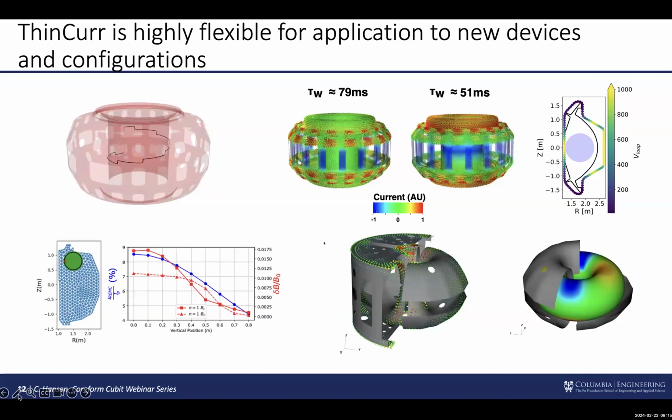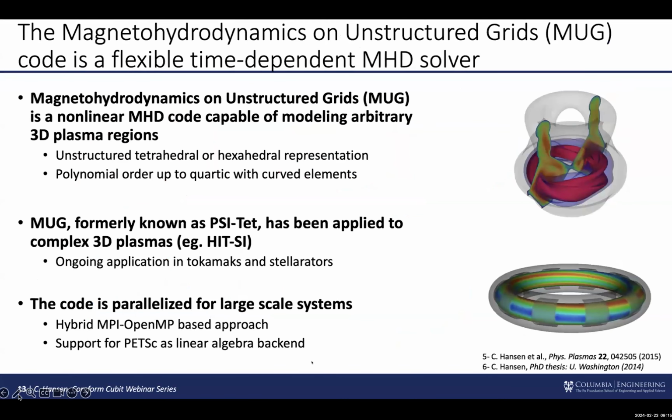Primarily, we look at these again for the structural components of the vessel, which you'll see when I go forward, but various cases where you have large induced currents, and these can be fairly 3D currents as they move around various structural components. The other case I'm going to talk about here is our code. It's called MUG. It's magnetohydrodynamics on unstructured grids. So magnetohydrodynamics is a plasma model where the plasma is treated as a fluid, and it interacts, of course, with Maxwell's equations. So this is a fairly unique code in the space, in that it's a nonlinear MHD code that's capable of modeling arbitrary 3D plasma regions.